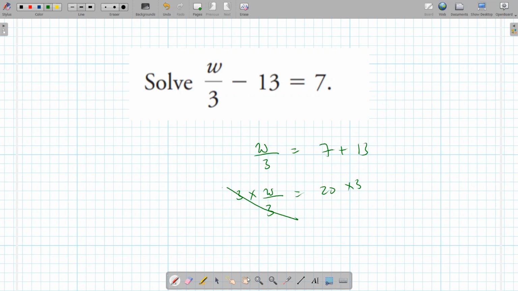So when it's on the numerator, you multiply. Yeah. If you have 3 over W, then you multiply by 1 over 3 because you want them to cancel out. Okay. So you get W equals 60 for this one.